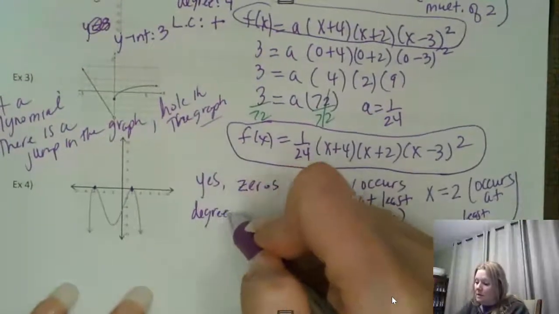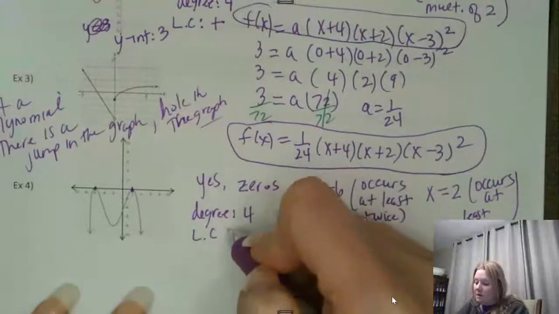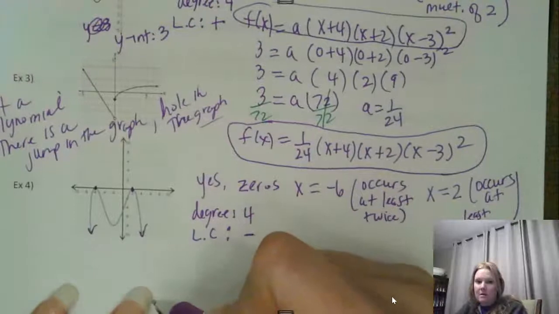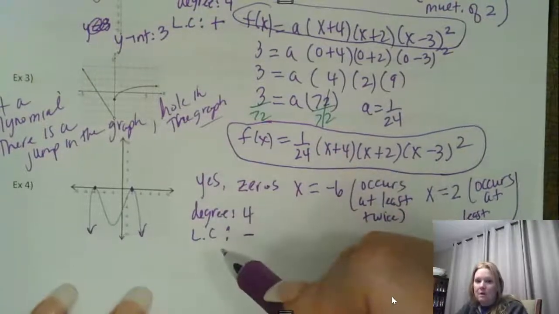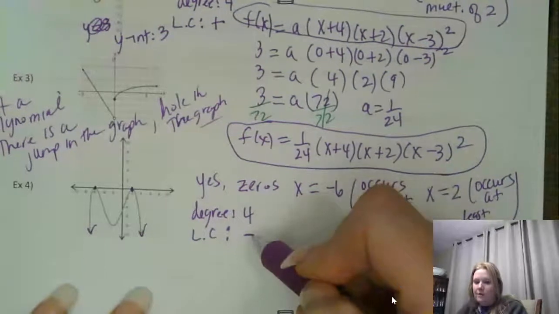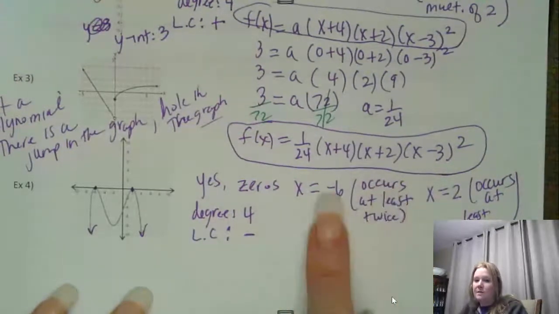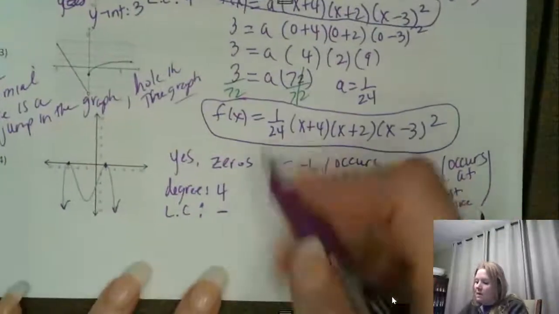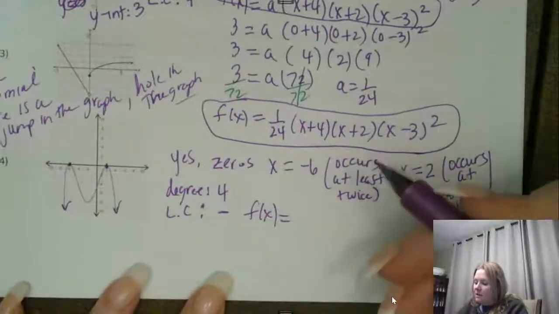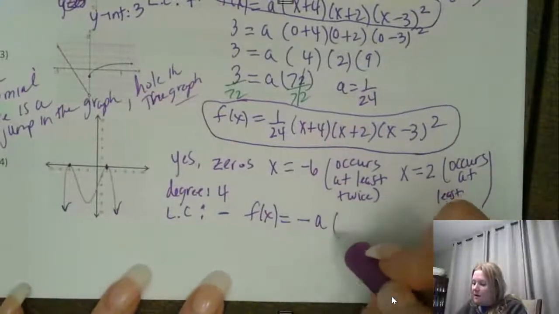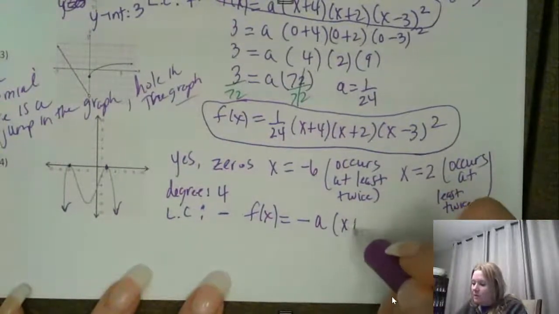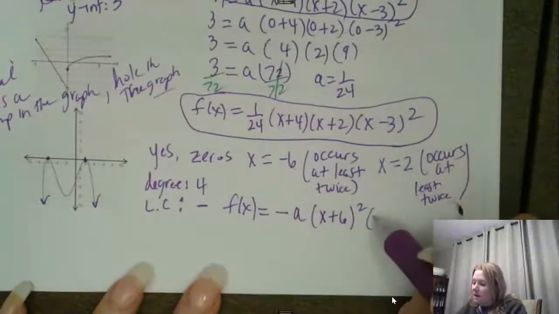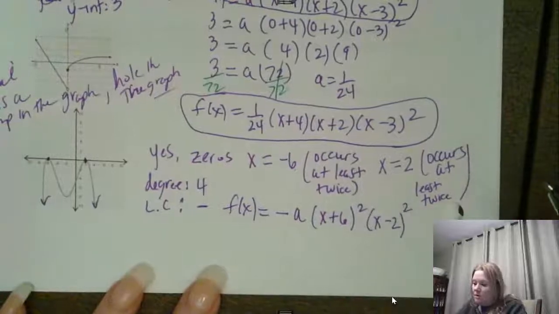Degree is 4. Leading coefficient is negative because the ends are down. Both ends down. Leading coefficient is negative. Degree 4, this occurs twice, 2 and 2, 4. Okay. So we say f of x equals negative, I don't know what a is, x plus 6 occurs twice. That's how we get x equals -6 twice. And x minus 2 occurs twice.